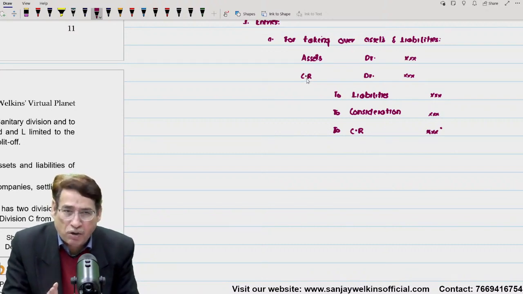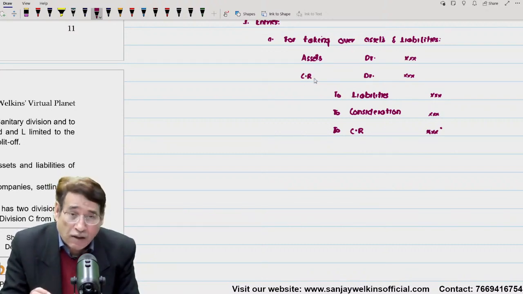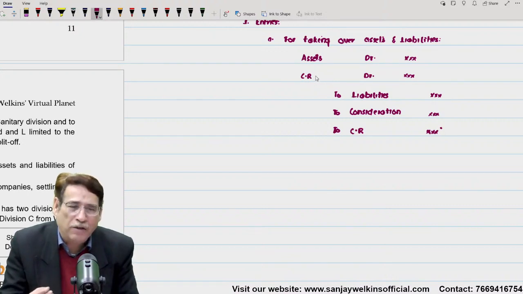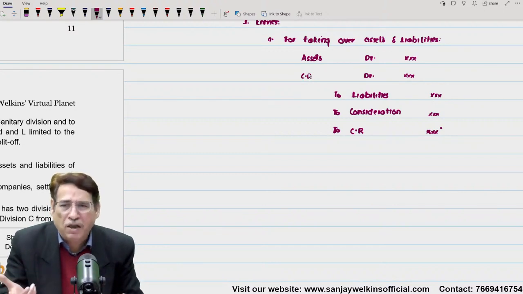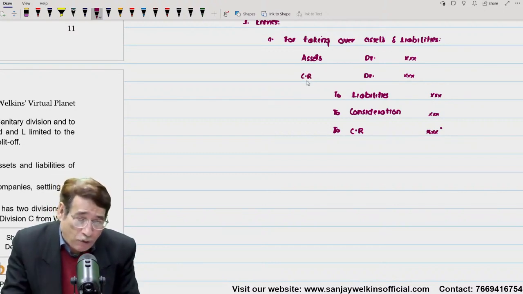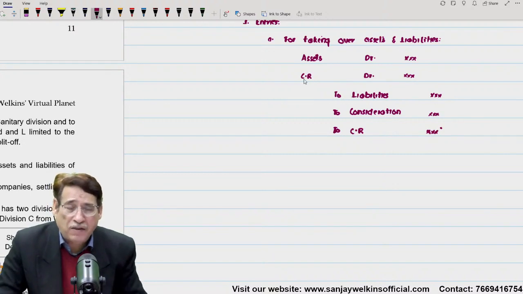Is it clear to you or not? It is better to write capital reserve. Capital reserve debit balance also means goodwill itself, because this is the negative of goodwill. Is it clear to you? Capital reserve debit balance means it is nothing but goodwill. But you should avoid writing goodwill because it is clearly stated that no new asset will be recognized.